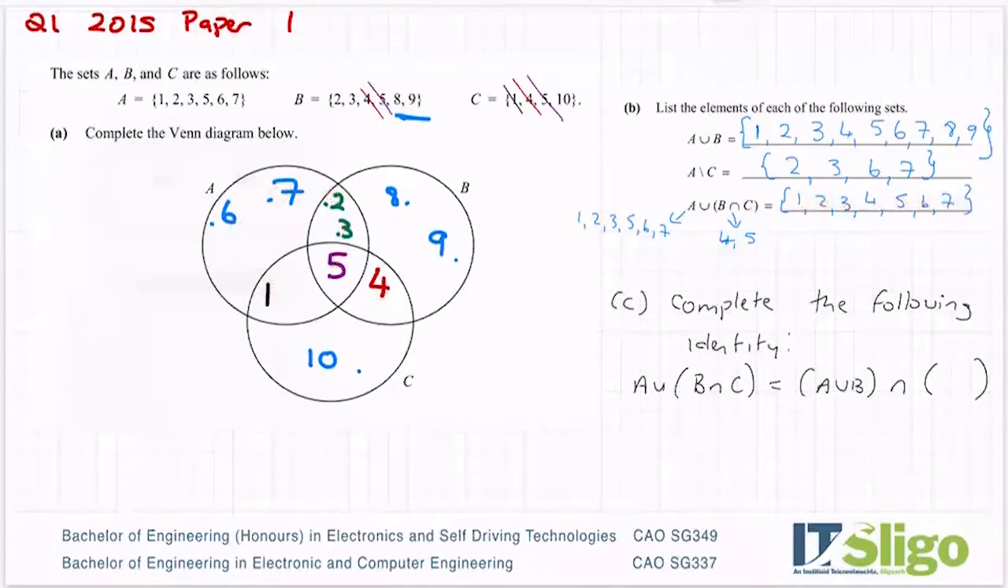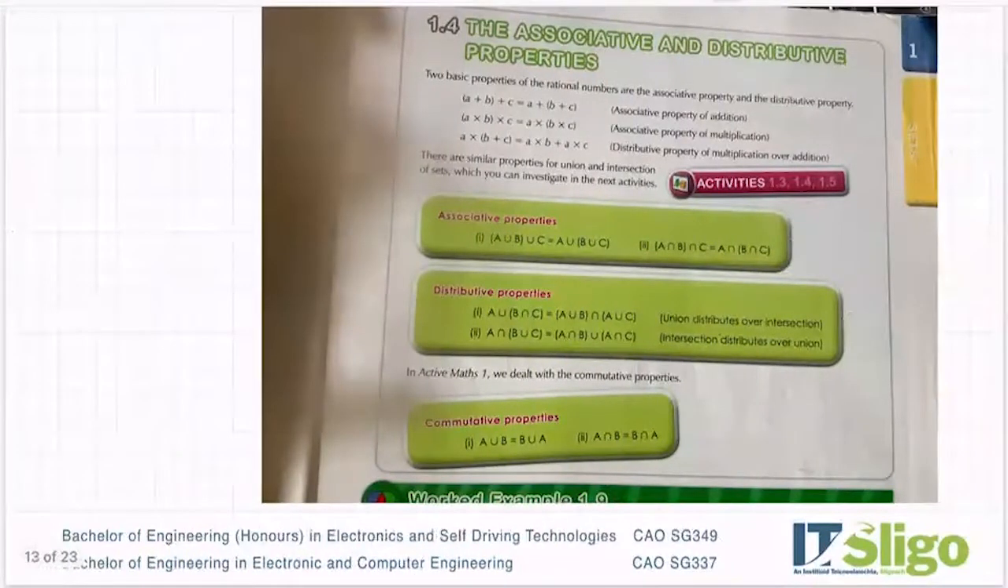Okay, so we're good. And then the last part, complete the following identity. This comes up in higher level Junior Cert. Any of this could come up in ordinary level. This comes up in ordinary level. This comes up in higher level. Complete the following identity. There's a section in your book on this. I've just literally pasted in that section here just to go through it.